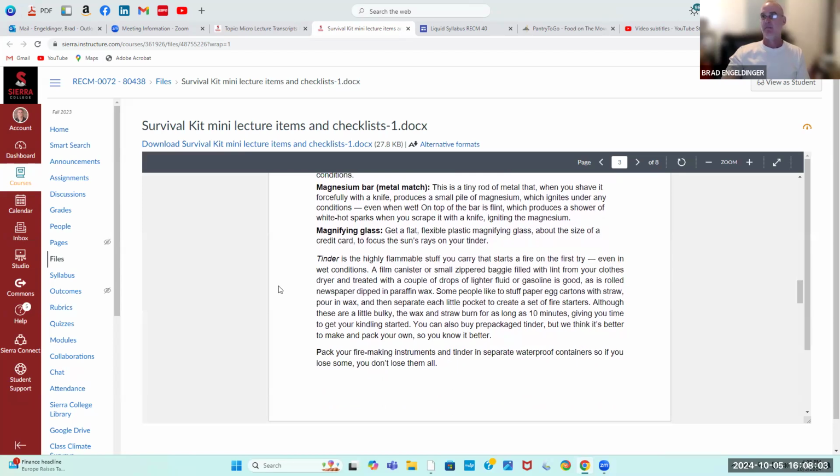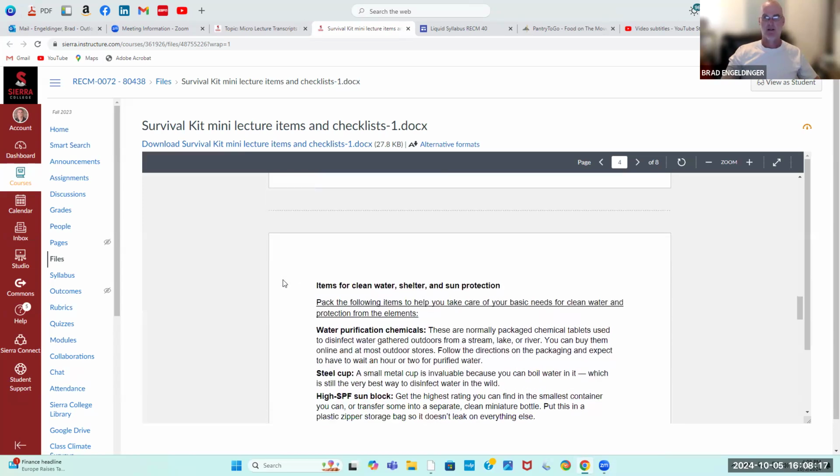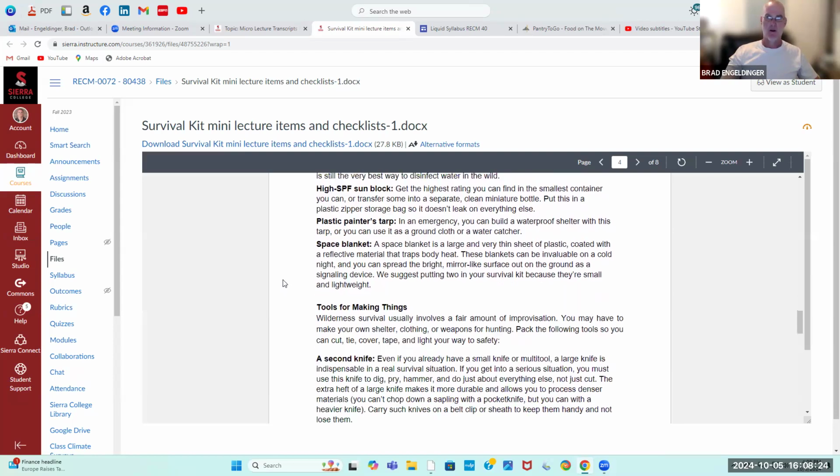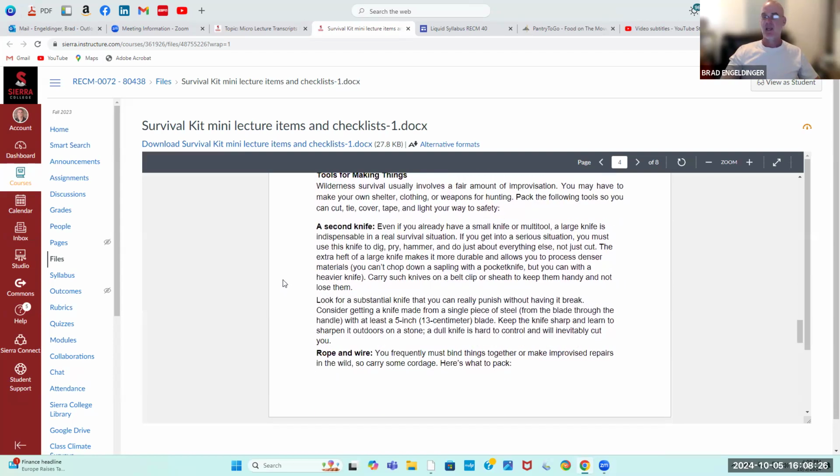all work. It may behoove you to add some sort of tinder, maybe a couple cotton balls dipped in petroleum jelly, or some fine wood scraps, or something along those lines, or a good char cloth, all right, that we've already talked about in class. Water purification tabs, some sunblock, a steel cup, like I mentioned before, and even a second knife.